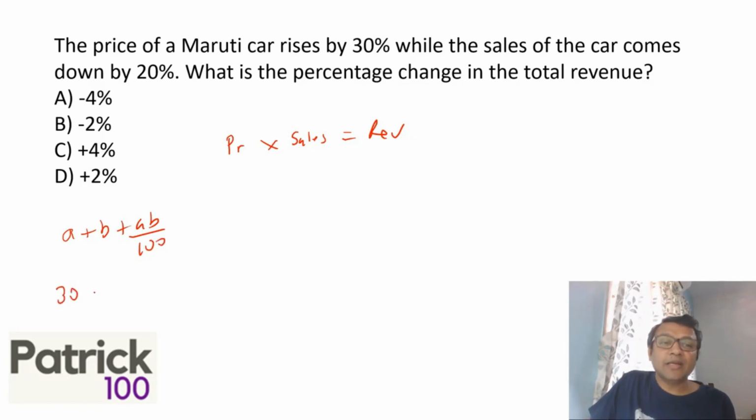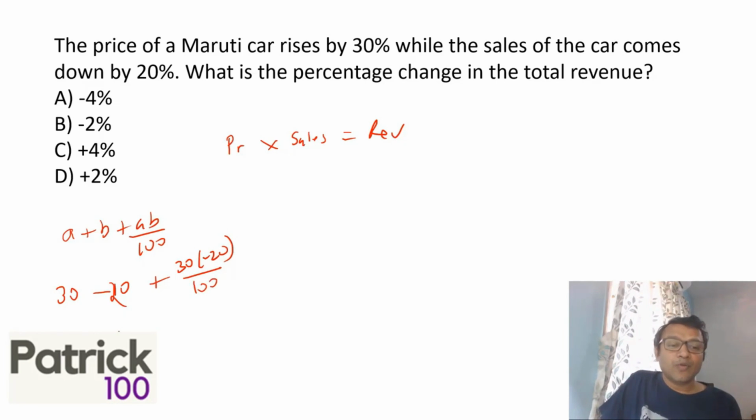So rises by 30, down by 20, plus 30 into minus 20 upon 100. If you look at 10 minus 6, which will give you 4%. So 4% increase, C option. That's one way of solving.